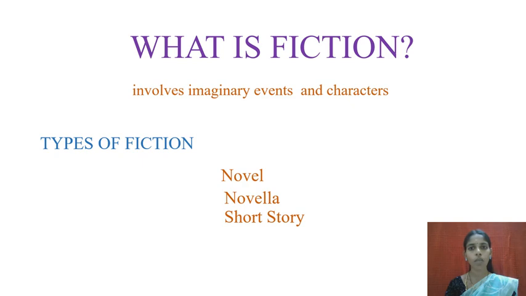Second one is novella. Novella is a type of prose writing that is longer than a short story and shorter than a full-length novel. For example, The Old Man and the Sea by Ernest Hemingway and Animal Farm by George Orwell.